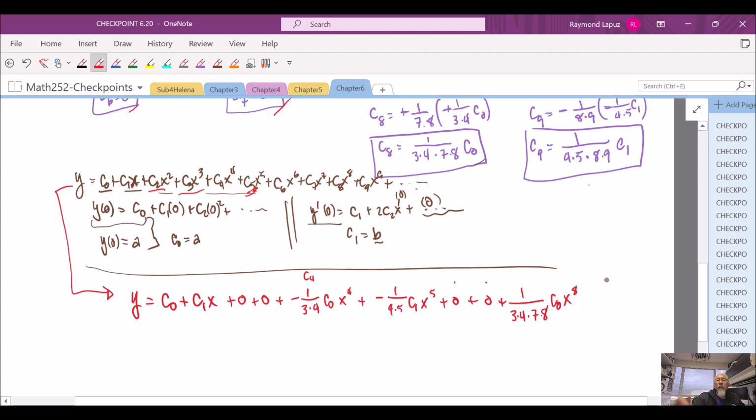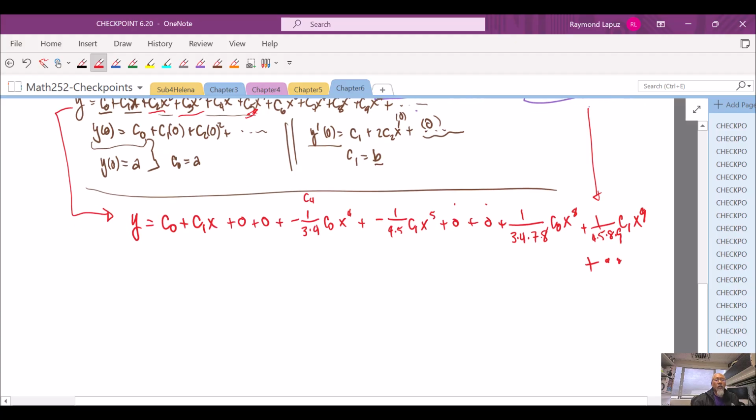And then we have x to the 9th down here, plus 1 over 4 times 5 times 8 times 9, c sub 1, x to the 9th. And then I'll put dot, dot, dot with a plus.